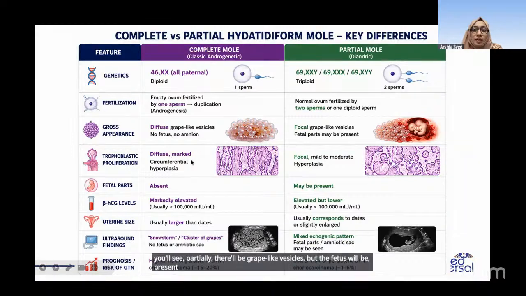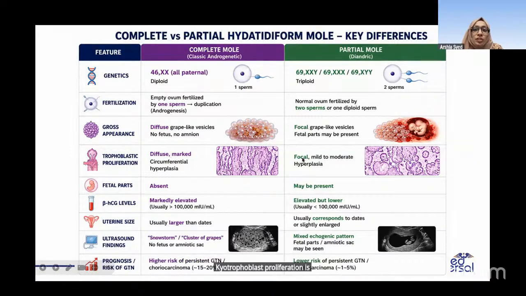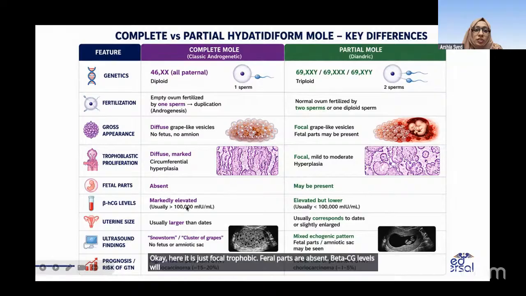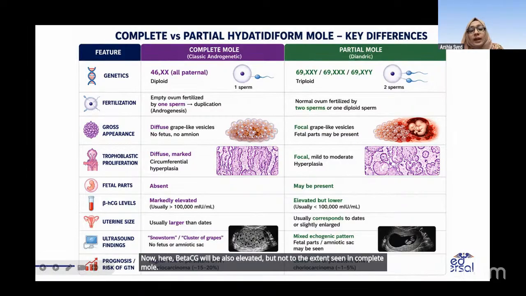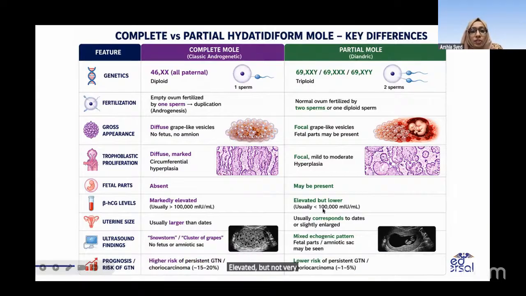In complete mole, trophoblastic proliferation is marked. In partial, it is just focal trophoblastic proliferation. Fetal parts are absent. Beta HCG levels will be elevated in complete mole. In partial, beta HCG will also be elevated, but not to the extent seen in complete mole. Very highly elevated beta HCG is seen in complete, elevated but not very high is seen in partial.